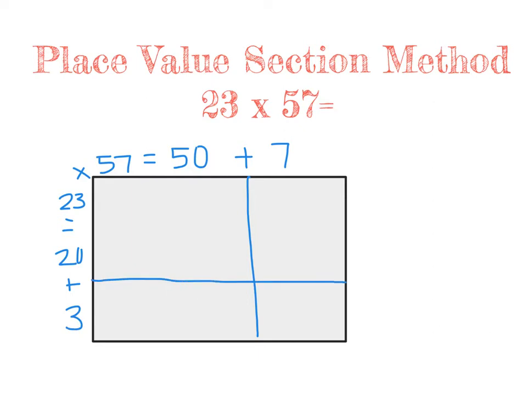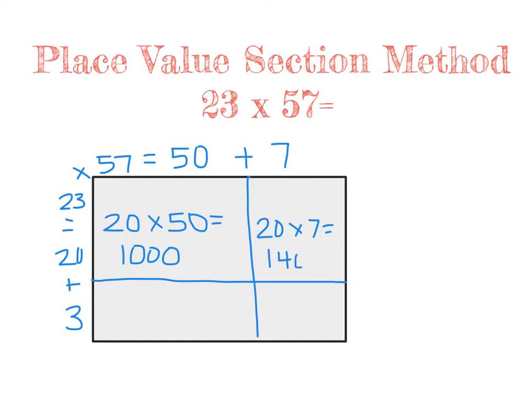So first, I'm going to multiply my tens times my tens section. So that's 20 times 50. I cover up the zeros, and I just multiply 2 times 5, which equals 10. And I have 2 zeros, so it equals 1,000. Now I'm going to multiply my tens with my ones over here. So I'm going to multiply 20 times 7. I'm going to cover up that 0. 2 times 7 equals 14, plus that 0, equals 140.